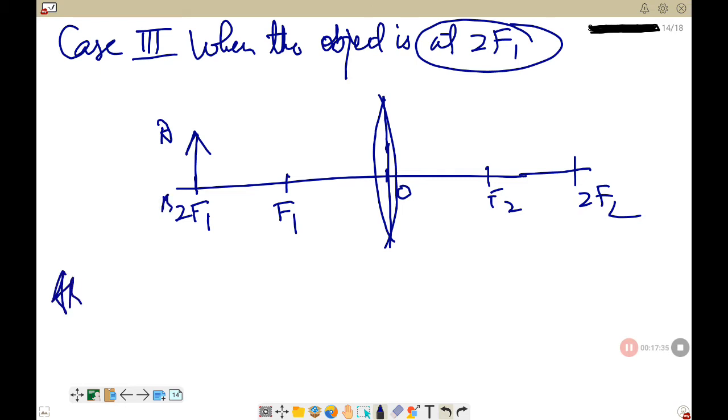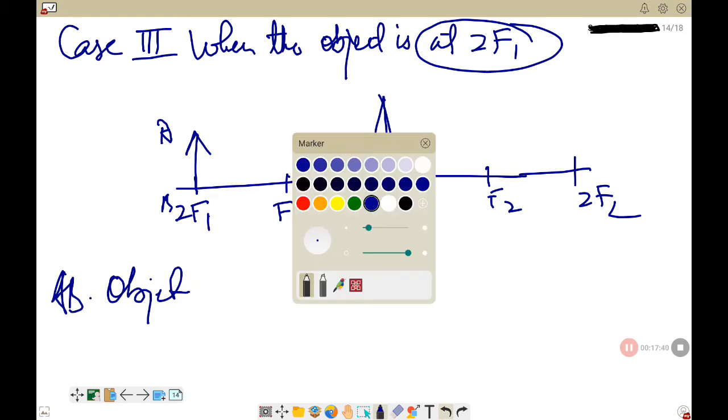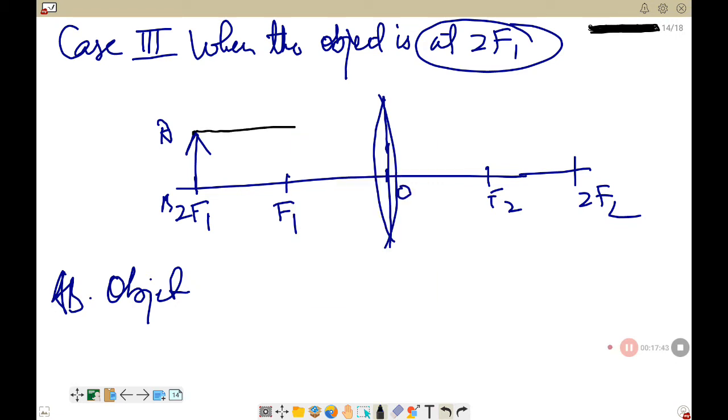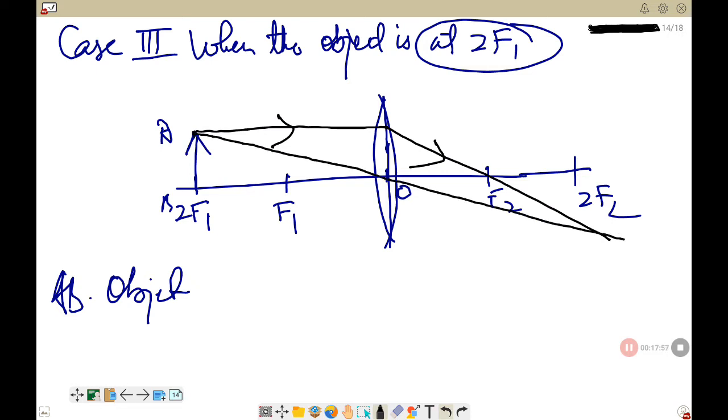So I'll write AB as the object. I will now take the first ray from the tip which is parallel to the principal axis. After refraction, it passes through the second focus. Now the second ray that I'm going to take is the ray which is passing through the optical center. So it's a little bit crooked, passing through the optical center. It passes undeviated, right? Is that okay?